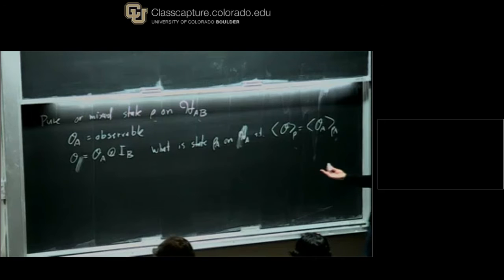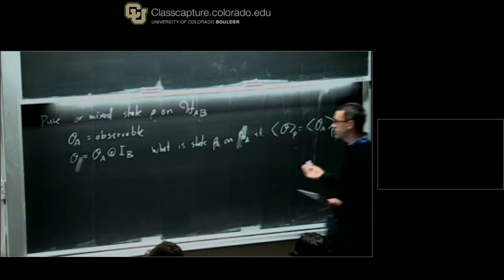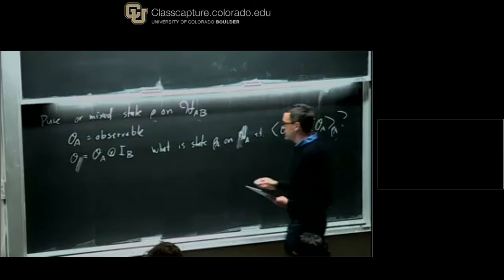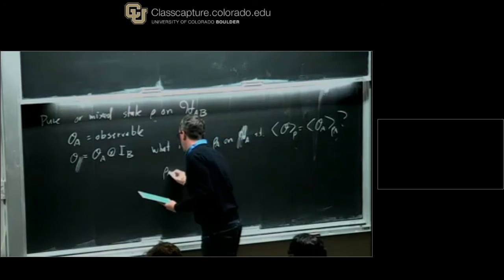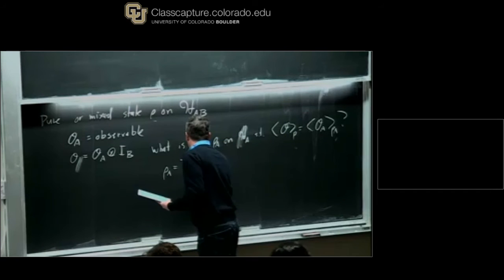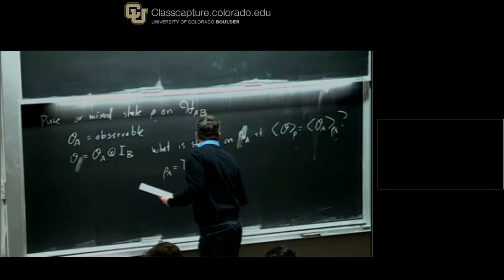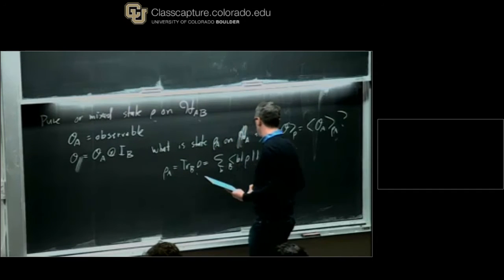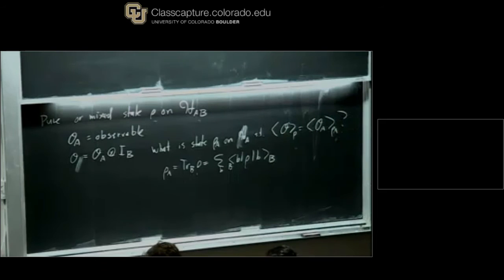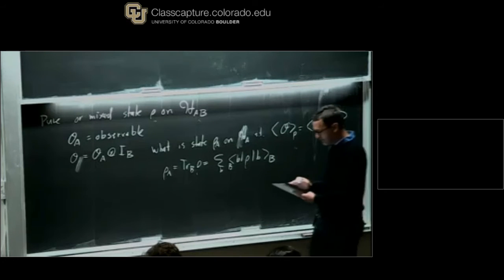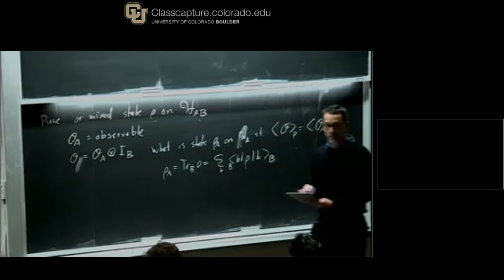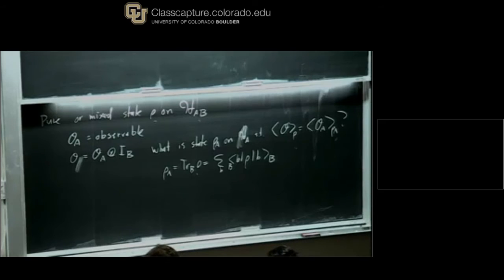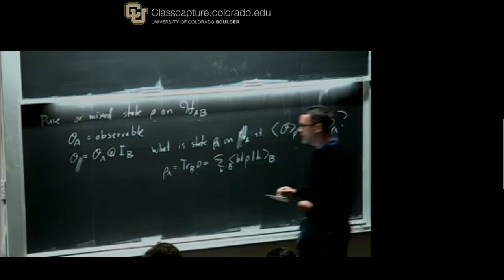Of course, that's a bit of an abstract way to say it. The answer to this question is simply that rho A is a trace on B of rho. So it's a sum on B in any basis. And you can check that it works, and this is the effective state for observers who are doing their experiments only on A and who don't have access to B.